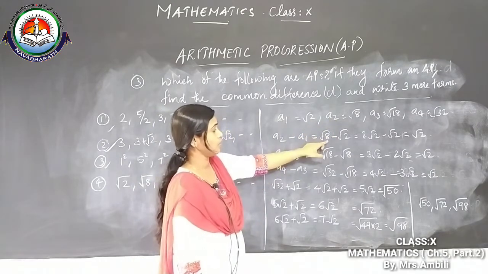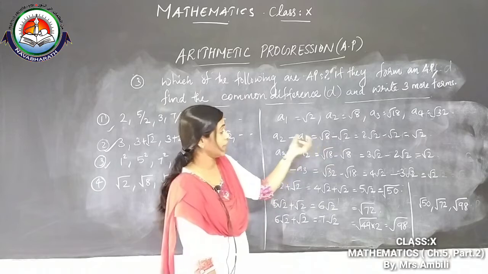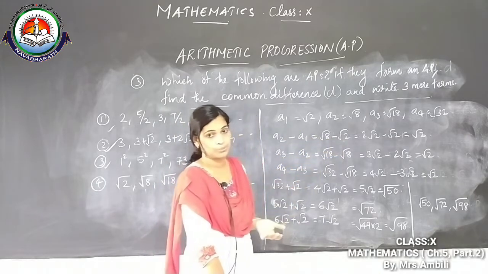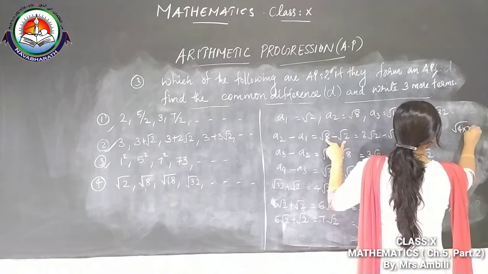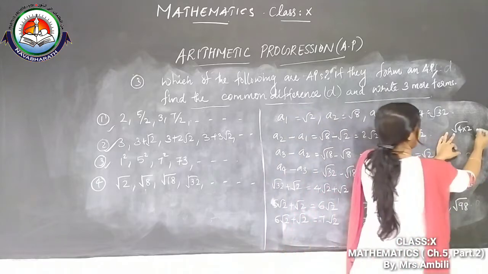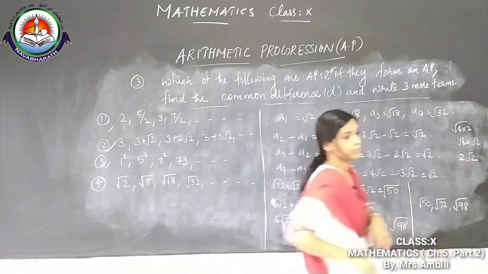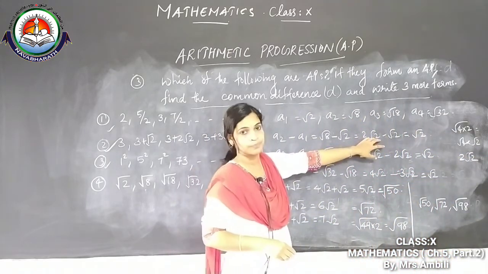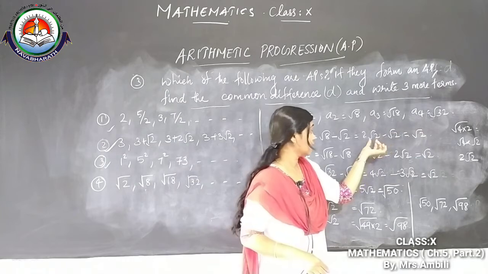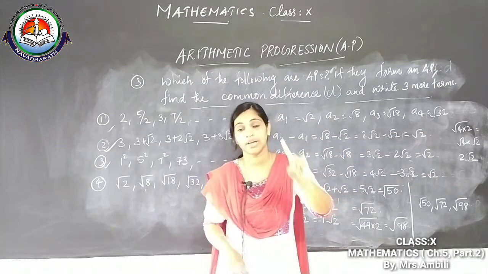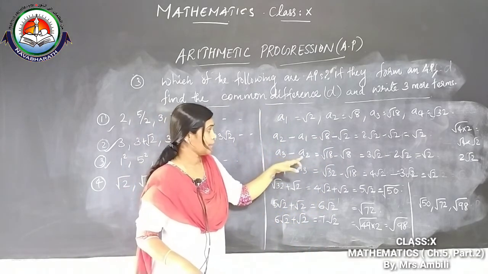Okay, so A2 minus A1 is root 8 minus root 2. Here it is not too difficult; we can change root 8 in terms of root 2. Root 8 we can write as root 4 into 2. Separating it, root 4 into root 2, root 4 is 2, so we can write 2 root 2. So 2 root 2 minus 1 root 2 is 1 root 2.